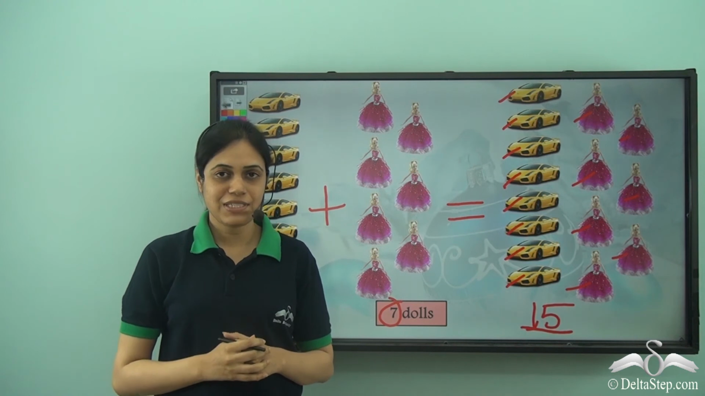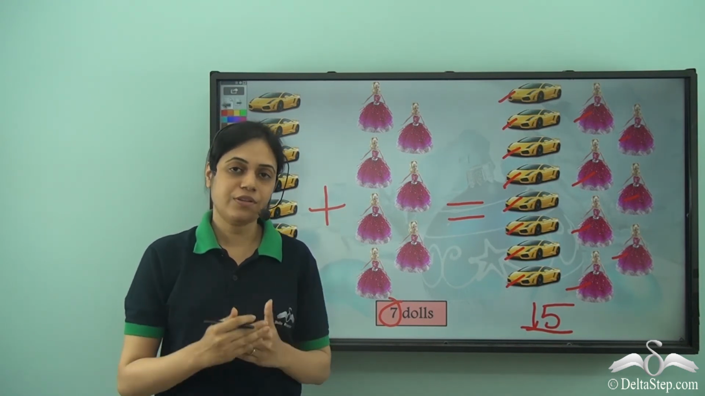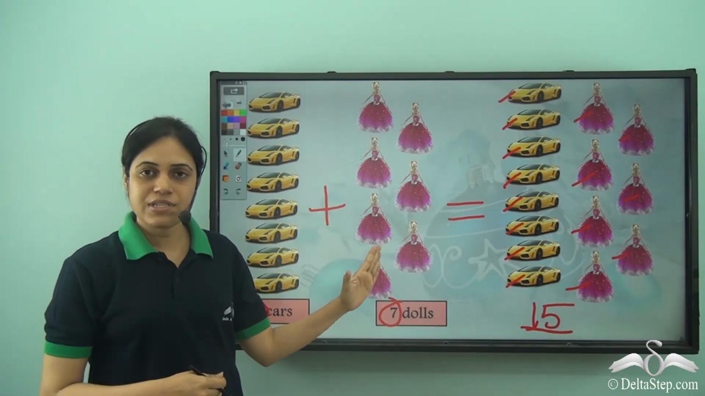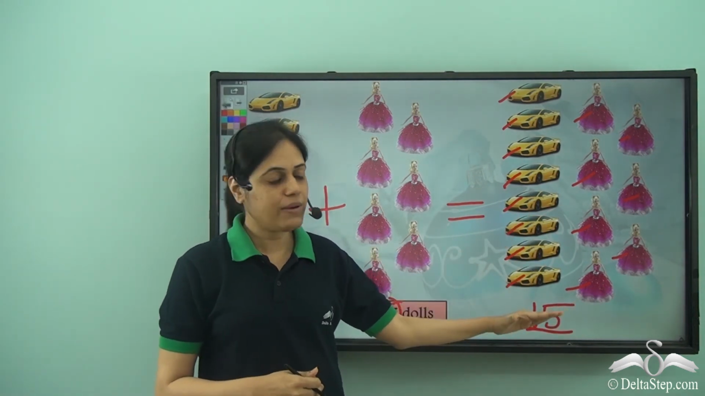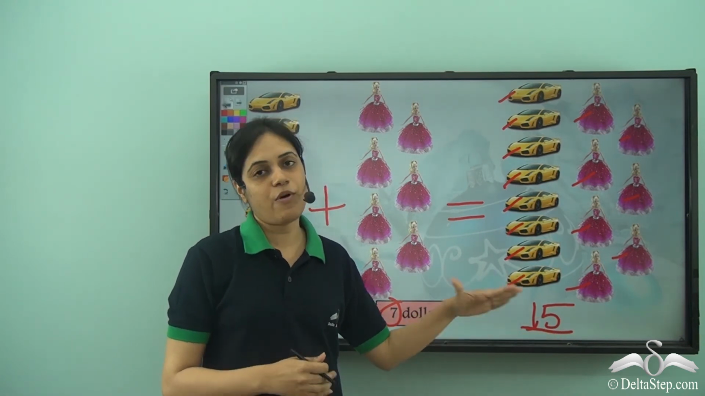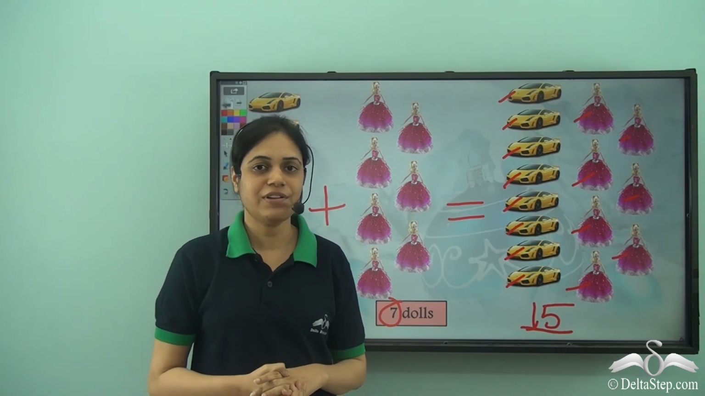So we have seen how to add things or how to put together things. So when you need to add two numbers, then you need to put them together and count them to find the answer, which we call the sum of addition. So do remember it and do practice it very well.